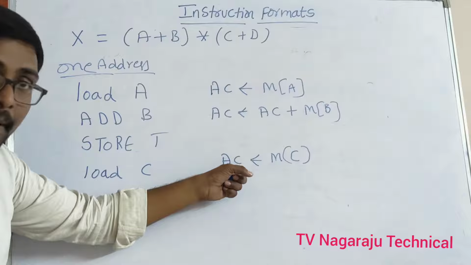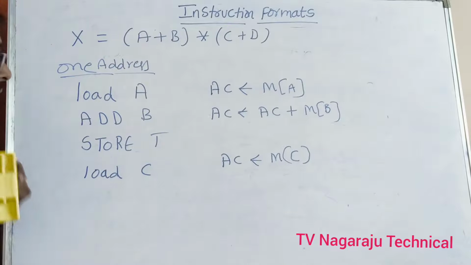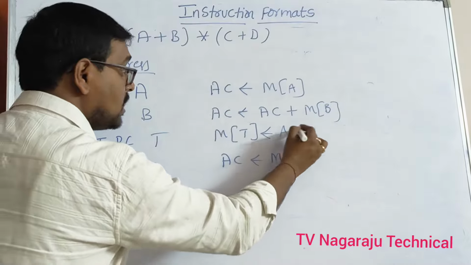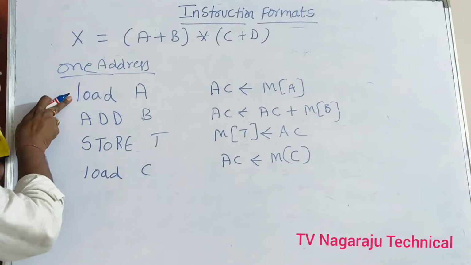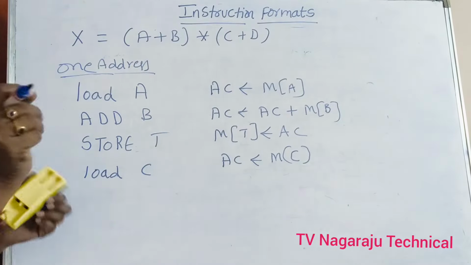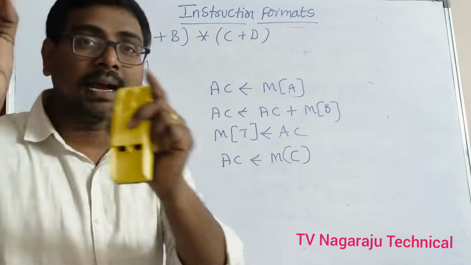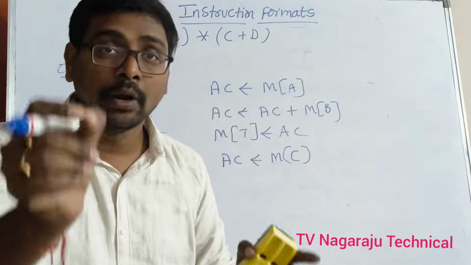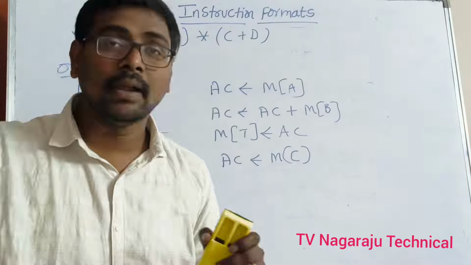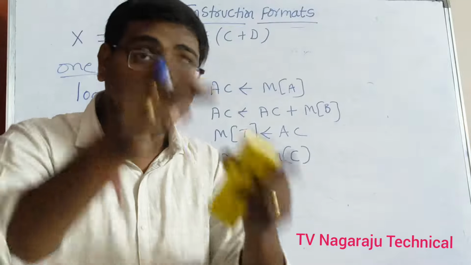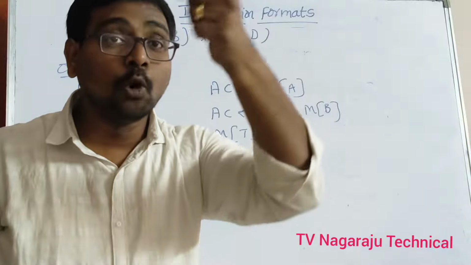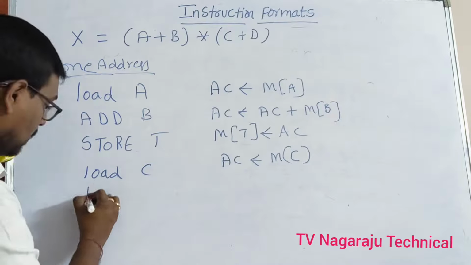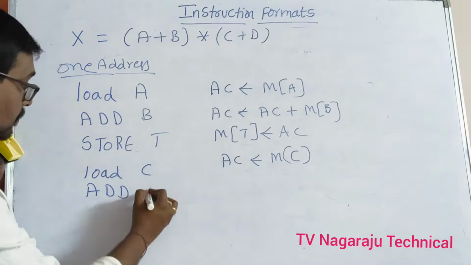Before doing another operation with AC, I stored it in some temporary variable. Suppose M of T to AC. Don't get confused. Why are we using loading here? Why are you using storing here? Simply, if you copy the content from memory into a register, that is a load operation. If you copy content from a register into memory, that is a store operation, so we are using store. Similarly, add D.